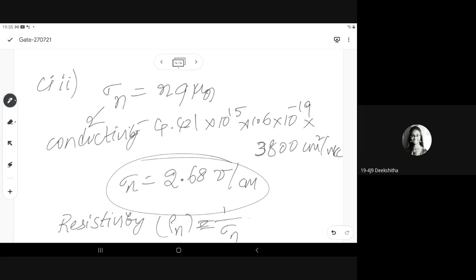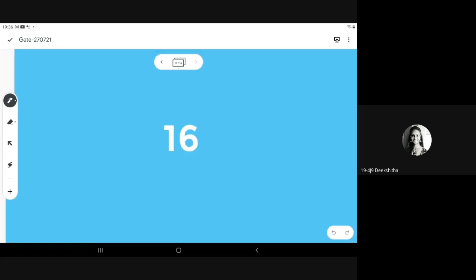So that is equal to how much? 0.373 ohm centimeter. Is it right? Mho opposite is ohm, and per centimeter becomes multiplication with centimeter. So 0.373 ohm centimeter. That is the resistivity.